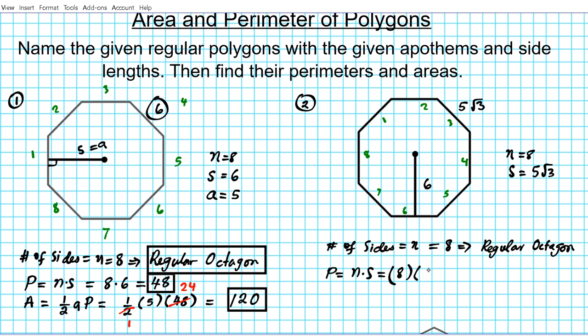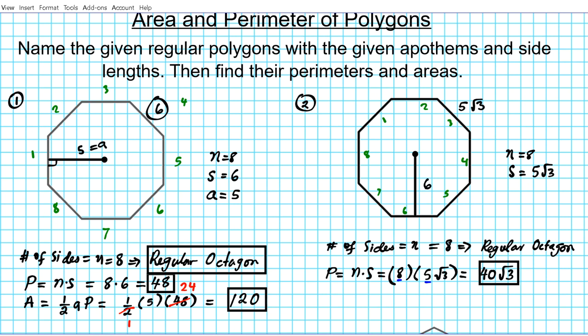Okay? We're multiplying a rational and an irrational. So all we do here is multiply the rational multiple of the irrational number, which is 5, by the rational number 8. And then we just multiply it by the irrational component. So 8 times 5 is 40, and then just bring over the radical part, root 3. So 40 root 3 is the perimeter of our regular octagon.